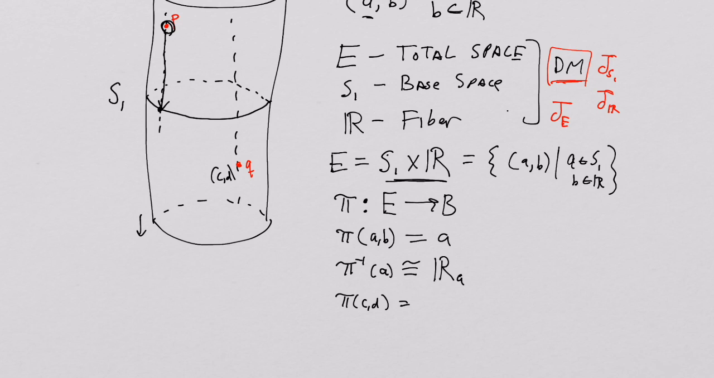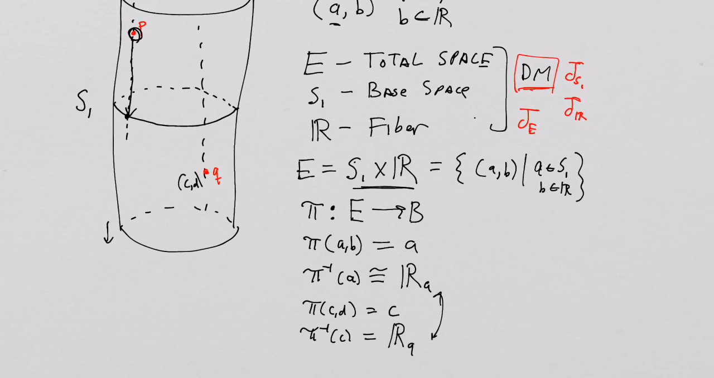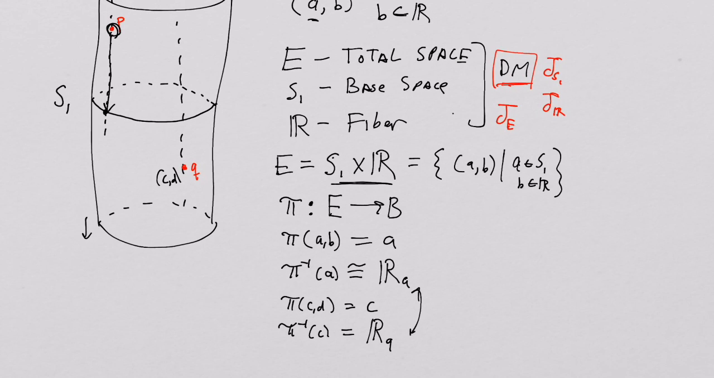Well, pi CD is going to be C, and pi inverse of C is going to be the real line at Q, which is not the same as the real line at A. It's a different set. But what's critical to make this a fiber bundle is this inverse projection mapping. These two things must be diffeomorphic to the real line in general. They're both diffeomorphic to the real line. So whatever you land with, this thing has to be diffeomorphic to what we are calling the fiber, right?